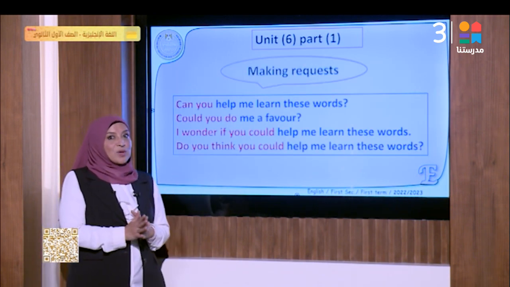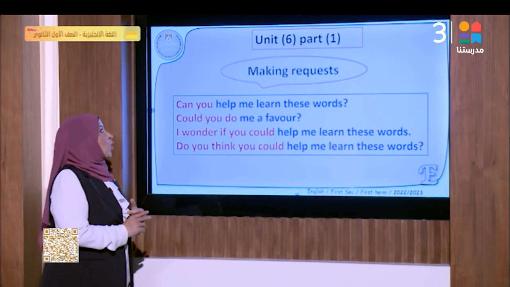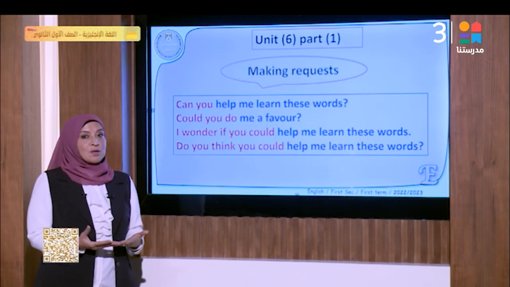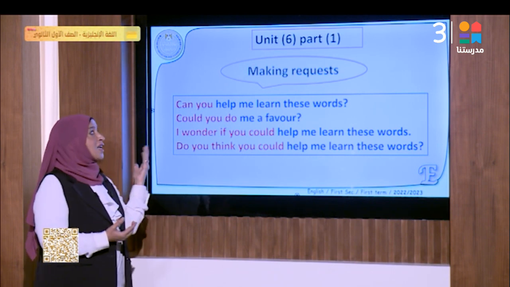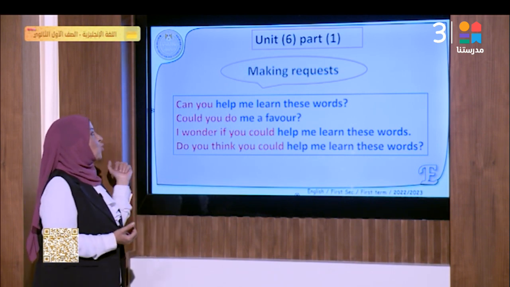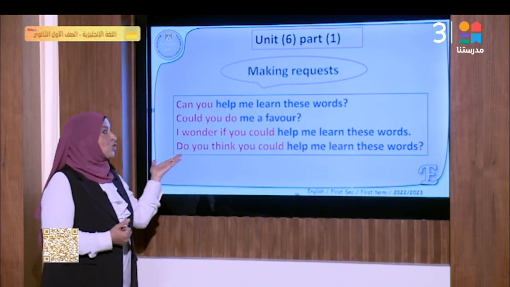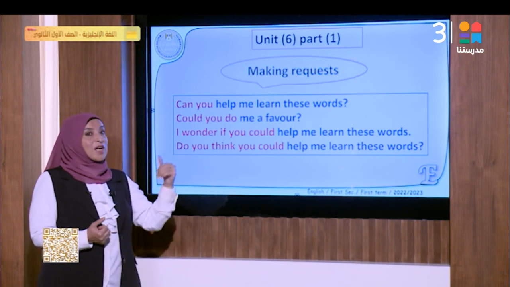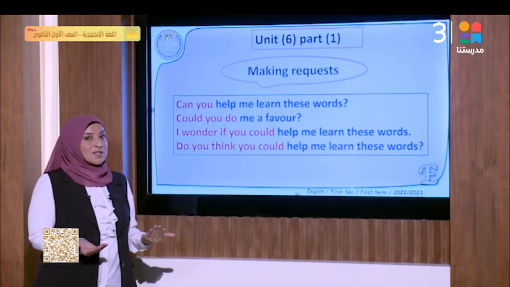Now let's study together how we can make requests. When we make a request, when we ask for something politely, we can use one of these forms. We can say, can you help me? Or could you do a favor for me? Or I wonder if you could help me? Or do you think you could help me? So all these ways are ways of making a request.